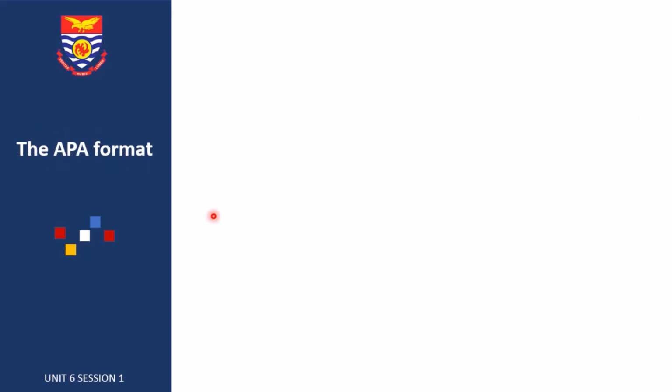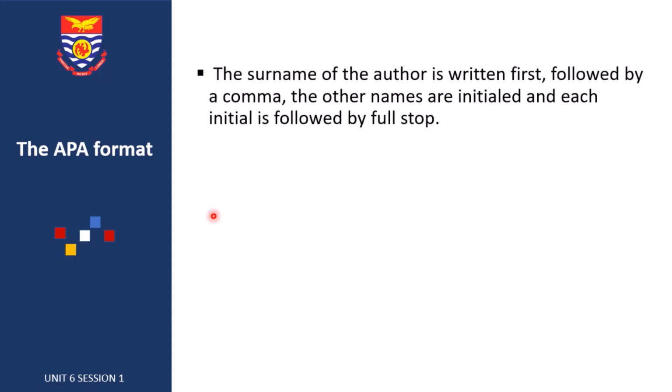Okay, so APA format is largely accepted in Ghana. And so we are going to look at how to write a reference using the APA format. What are the things that you need to do? First, you need to write the surname of the author, and you write it in full. Right after the surname, you write the initials of the first name of the author, and each initial is followed by a full stop. We'll look at examples.